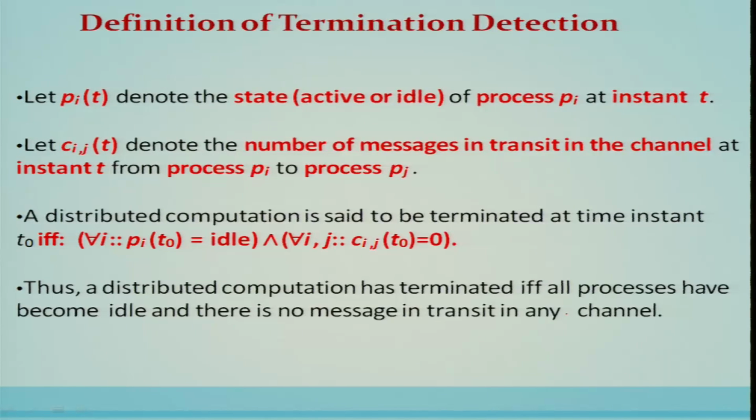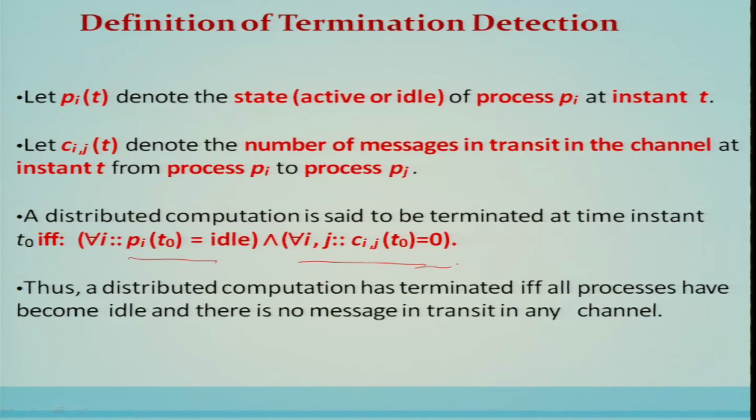Now we are going to define termination detection formally. Let P_i(t) denote the state, either active or idle, of a process i at the time instant t. Let C_ij(t) denote the number of messages in transit in the channel at the instant t from P_i to P_j. A distributed computation is said to be terminated at any time instant, let us say t0, if and only if for all processes the state at time t0 is idle, and for all channels between i and j at time instant t0 there are no messages. That means the channel is empty.